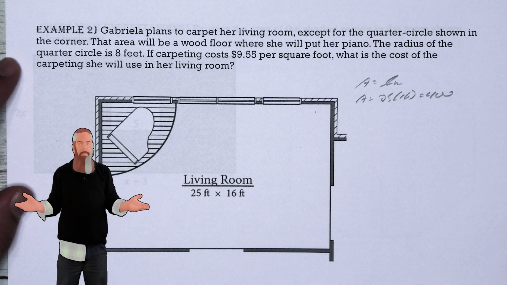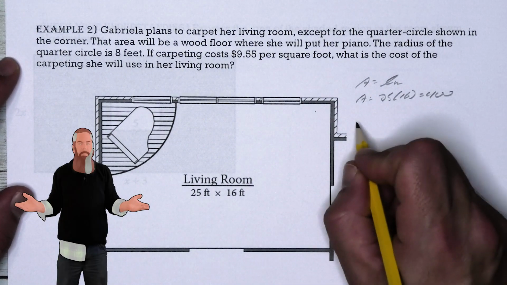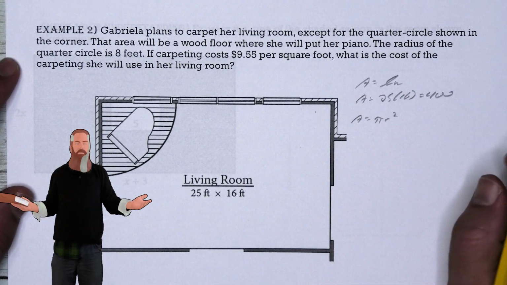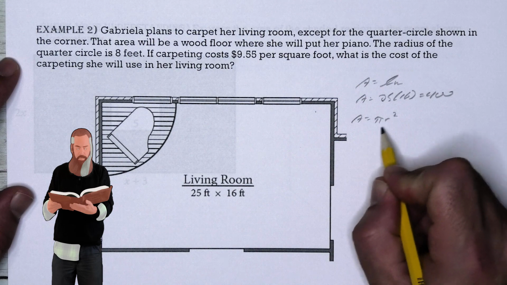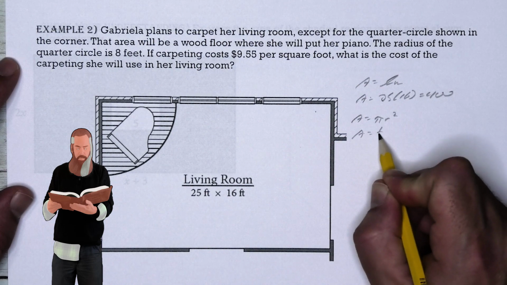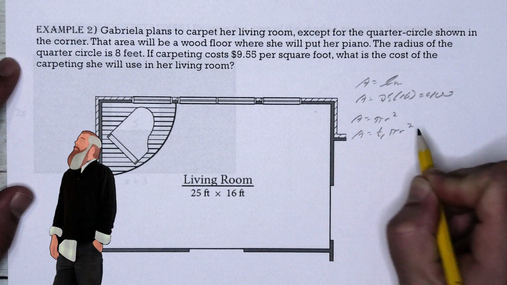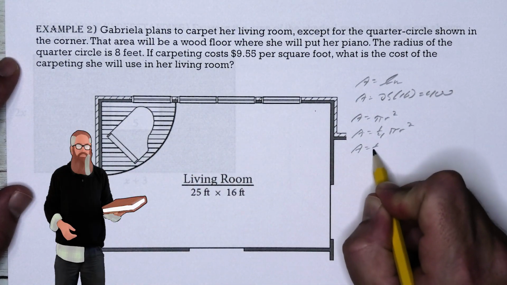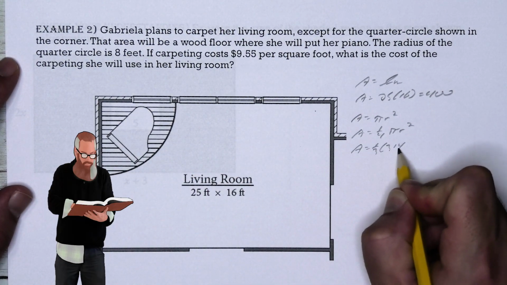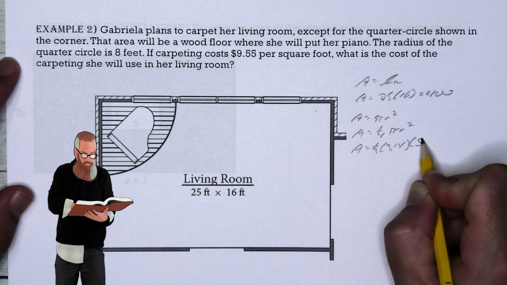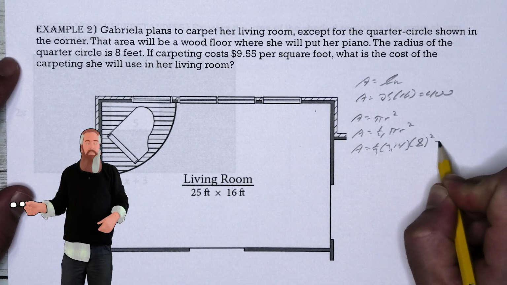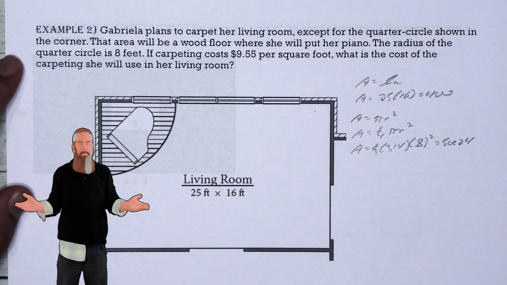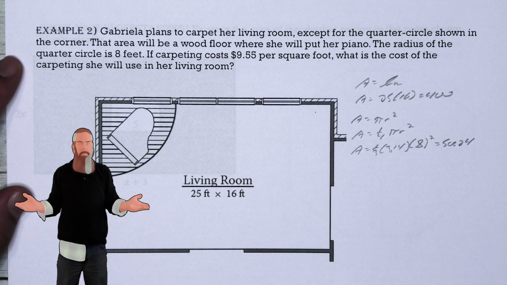Now the area of the circle with radius r is given by the formula area is equal to pi r squared. But we only need 1/4 of this, so we're going to say the area is equal to 1/4 pi r squared, since this is only a quarter circle. If we use 3.14 as pi, and we know the radius is 8, then by calculating, we get 50.24. The area of the quarter circle is approximately 50¼ square feet.